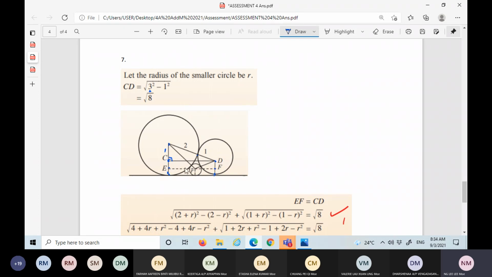So now E to F. Because you know already EF is equal to CD, so it is equal to square root 8. How to form this thing? So first of all, you look at this line.